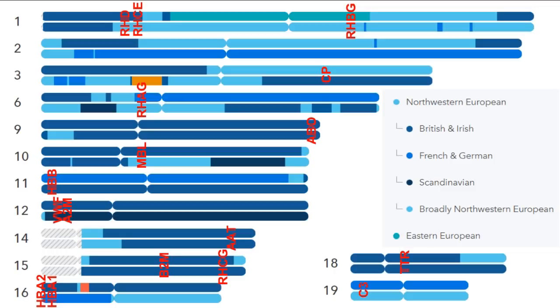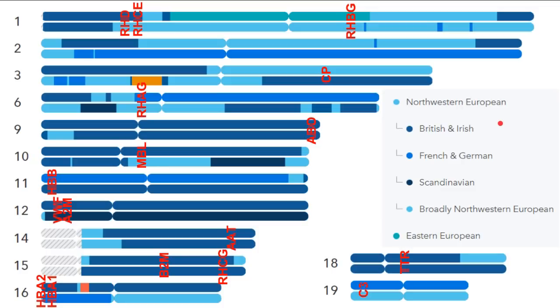Now, each of these 3-letter or 4-letter codes represents a gene that has to do with something with blood type. You can see with the different colors, they indicate what part of the world that DNA is from. So, for instance, this dark blue is going to be the British Irish. And if we want to find out if I have the blood of an Englishman, we should hope that most of those are in the British Irish. A little bit lighter blue is going to be your French and German. And the dark, almost black, is Scandinavian. Those are the 3 major regions that have been broken out from the Northwestern European.